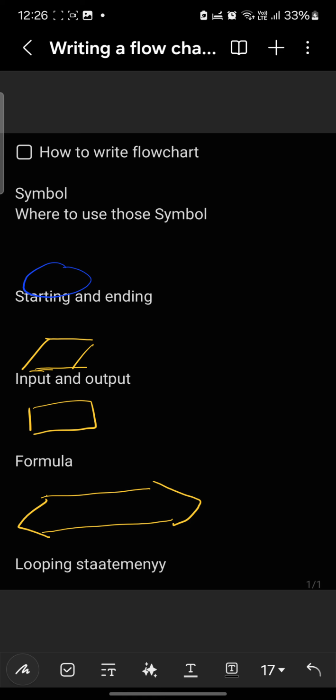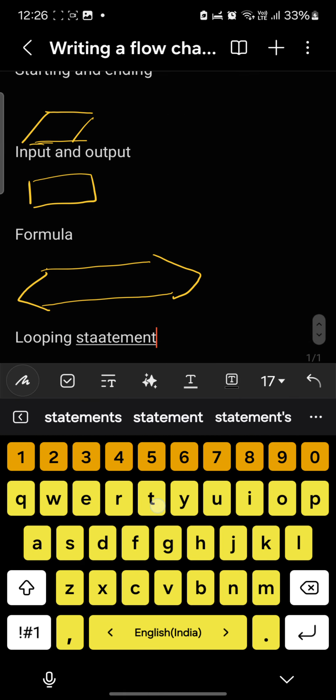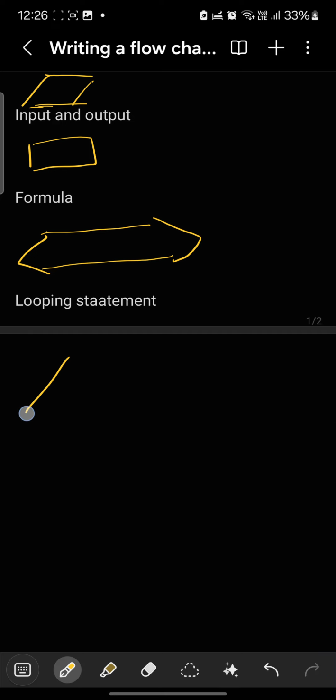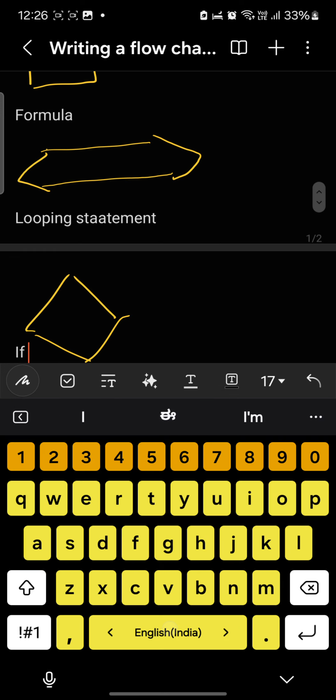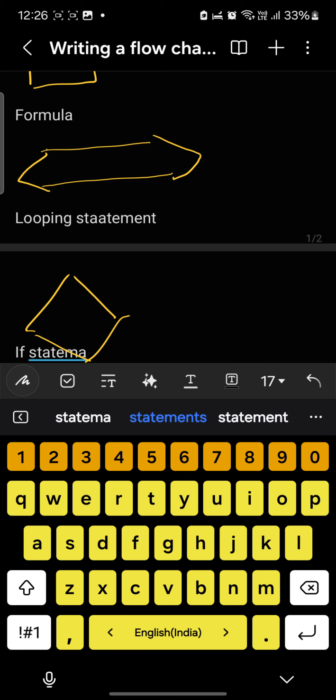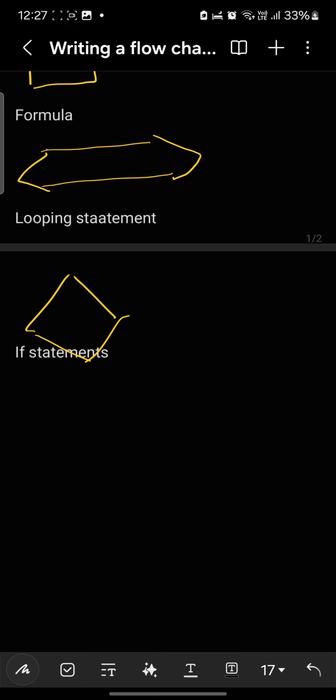So the next one is your rhombus symbol. Where the rhombus symbol is used is for your if statements, that is, your conditional statements. All your conditional statements use this rhombus. Okay, these are the few important symbols.